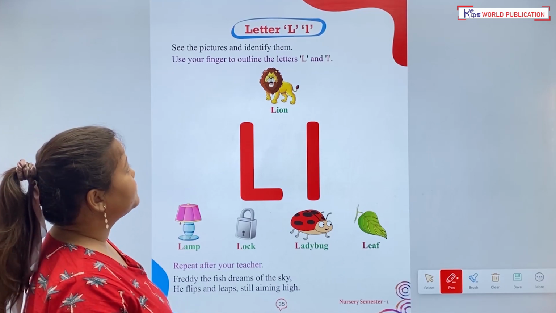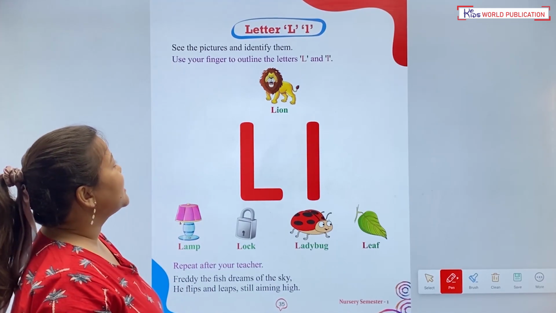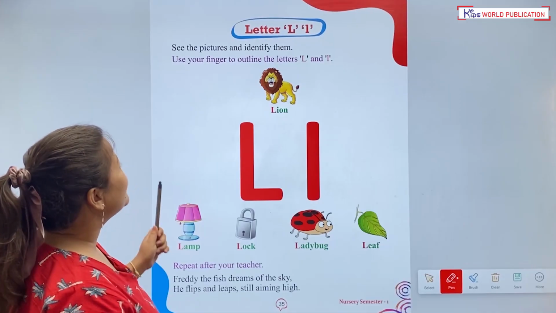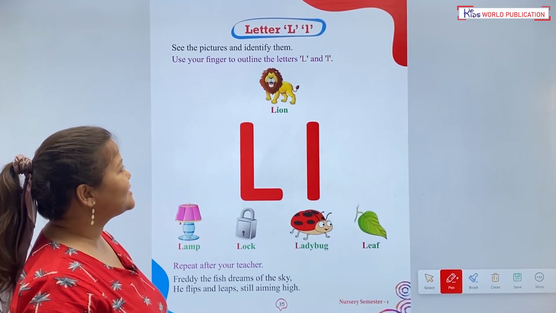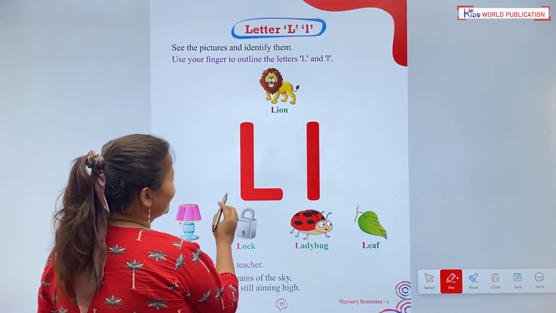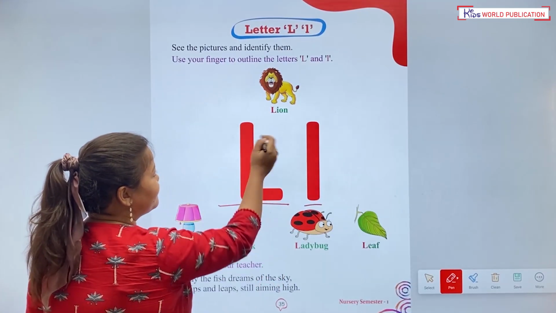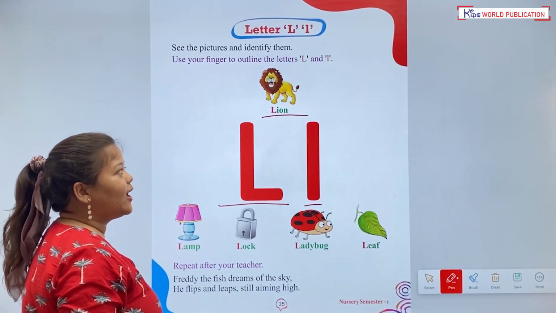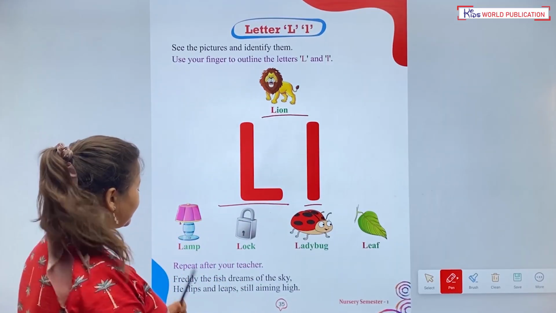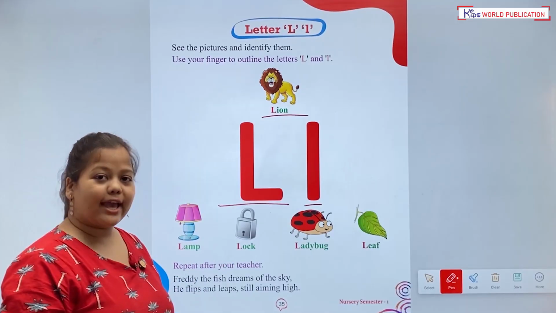Letter L, L. See the pictures and identify them. Use your finger to outline the letter L and L. This is the letter L, L. L for lion. Lion. Lamp. Lock.